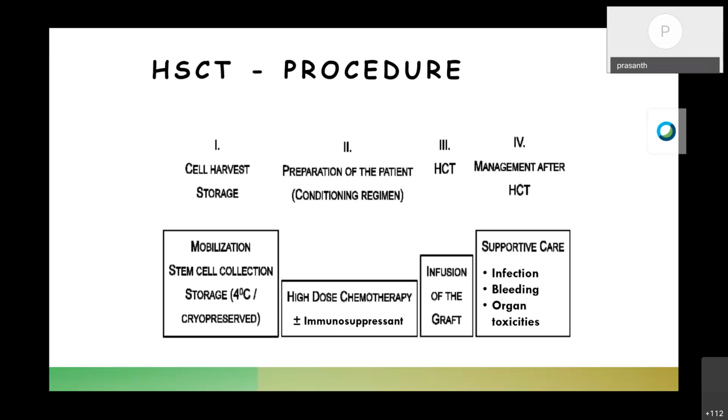The second, of course, is the preparation of the patient with the various conditioning regimens with or without immunosuppression in the form of the various drugs that we talked about. And the third step is the infusion of the graft. And the fourth step, actually the most important step, is the supportive care after the transplant. We generally say that the first 3 steps are the easiest part of the transplant, but most of the problems happen after the stem cells are given.